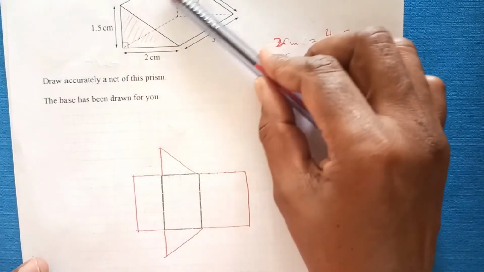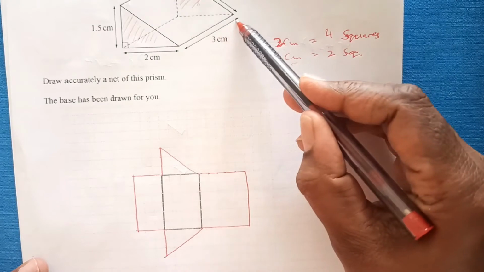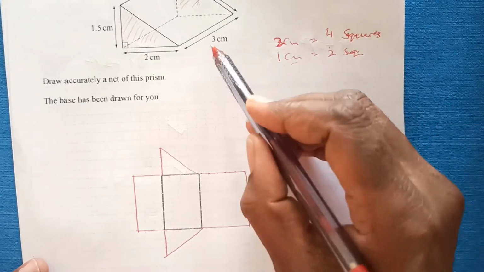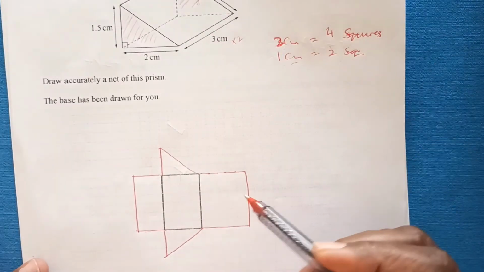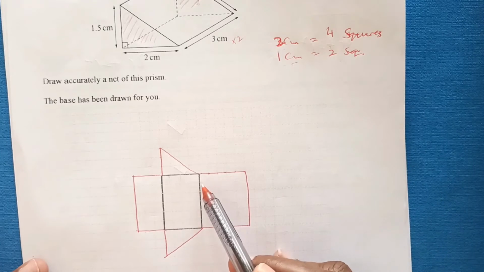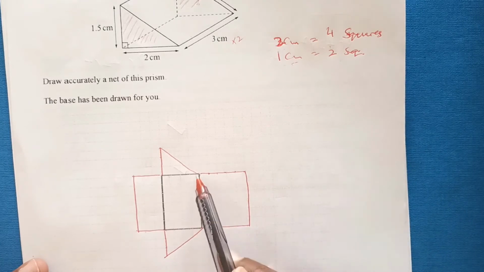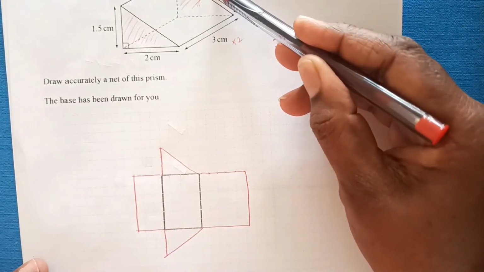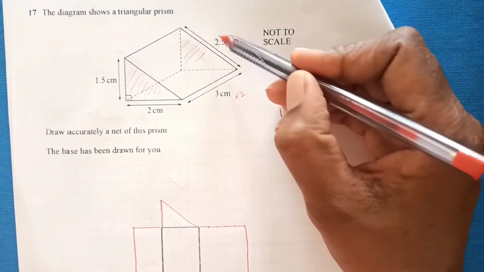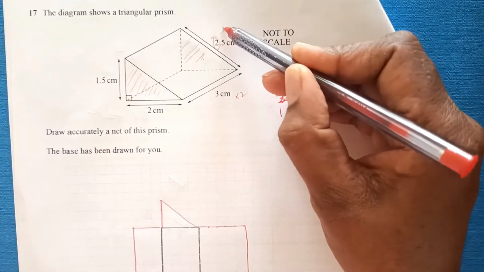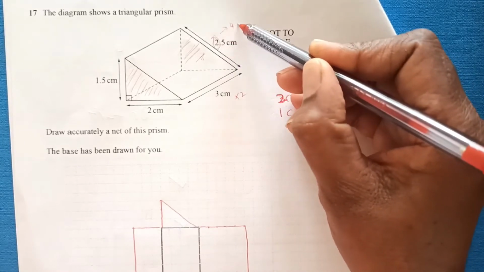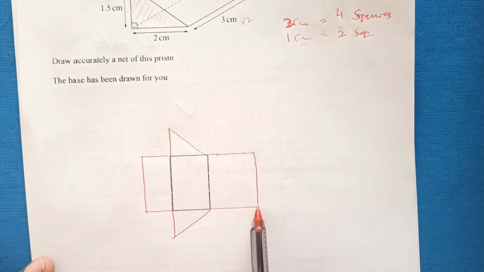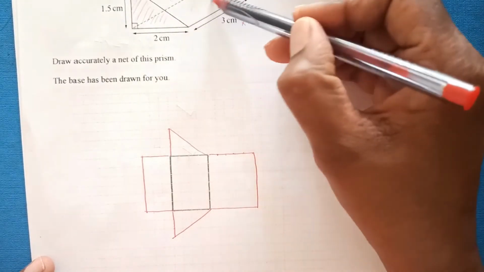Now you are left with the top one, the bigger face. You see we have 3 centimeters. As 2 centimeters are 4 squares, 1 centimeter is 2 squares. So 3 centimeters will be 3 times 2, that is 6 squares: 1, 2, 3, 4, 5, 6. So this side is 6 and the other side is 2.5. For the 2 we are going to take 4 squares plus 0.5, that is 5 squares: 1, 2, 3, 4, 5. So this will be the face for the top one.